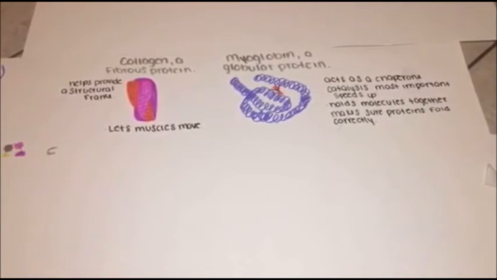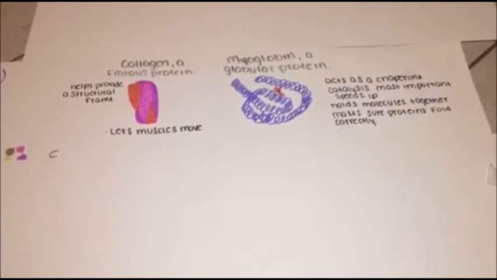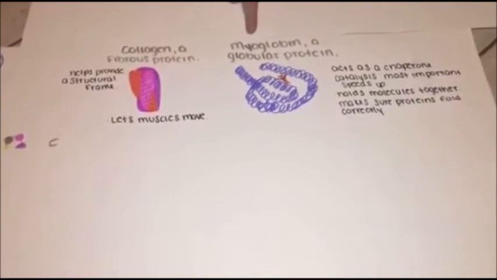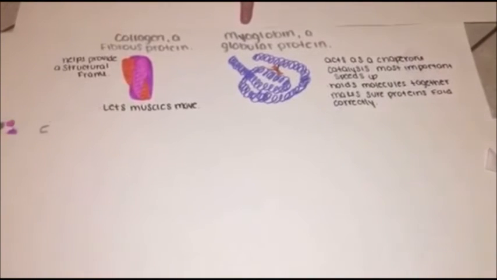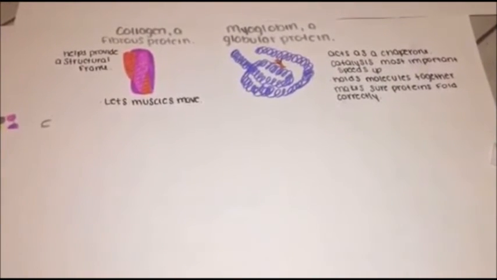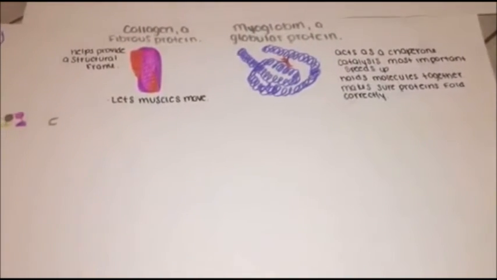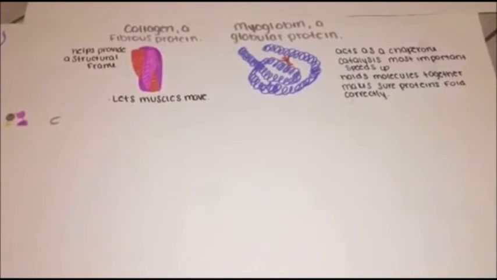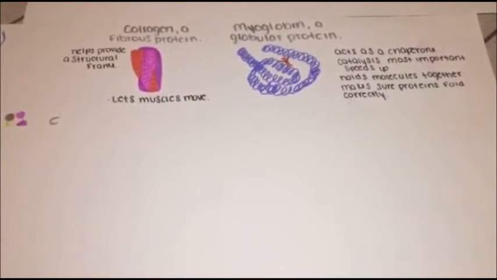Globular proteins are somewhat water-soluble, unlike the fibrous or membrane proteins. Myoglobin is a globular protein. It acts as a chaperone. It catalyzes, speeds up, holds molecules together, and makes sure proteins fold correctly.